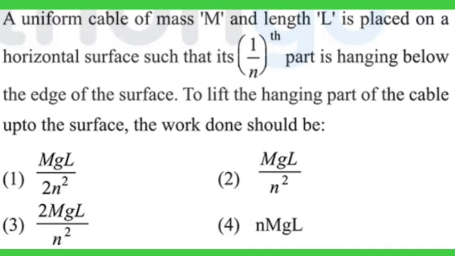The next question. A uniform cable of mass m and length L is placed on a horizontal surface such that its 1 by nth part is hanging below the edge of the surface.